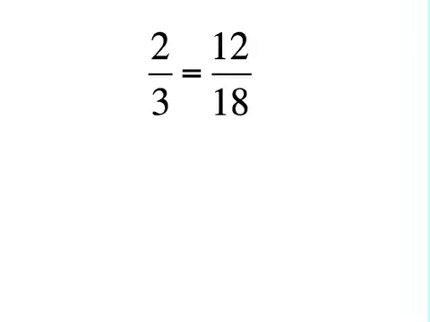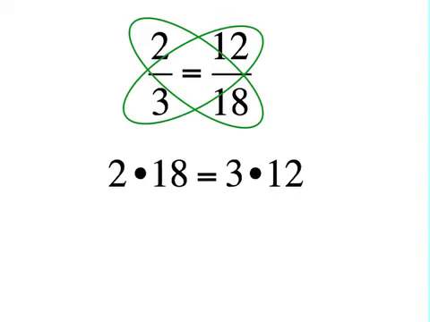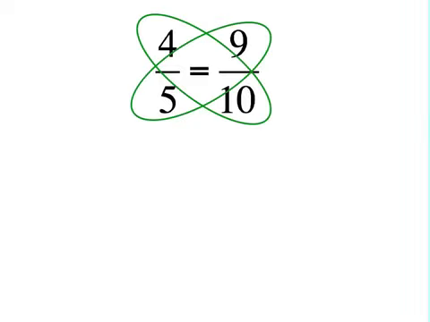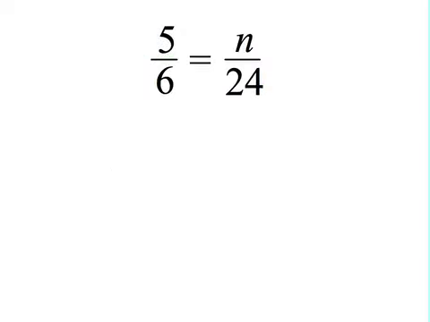Well, let's apply it on this proportion that we found to be true earlier. That gives us 2 times 18 is equal to 3 times 12, which is 36 is equal to 36, which of course is true. And let's apply our property on the false equation. We circle so we get the product of the means and the product of the extremes. 4 times 10 is equal to 5 times 9, but of course that's false. 40 does not equal 45, and that's why that proportion was false in the first place.